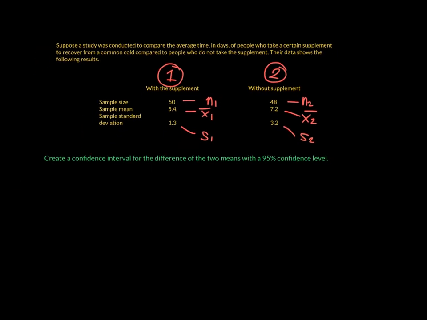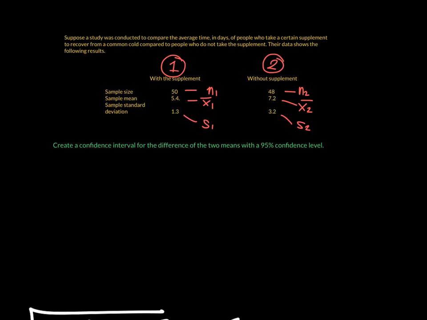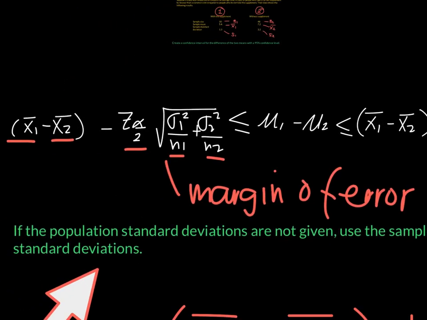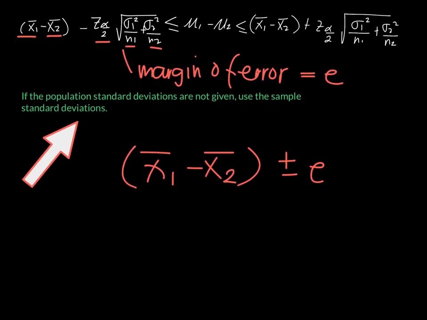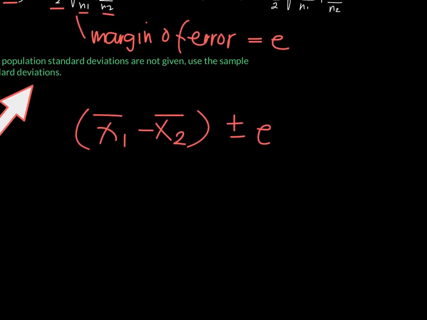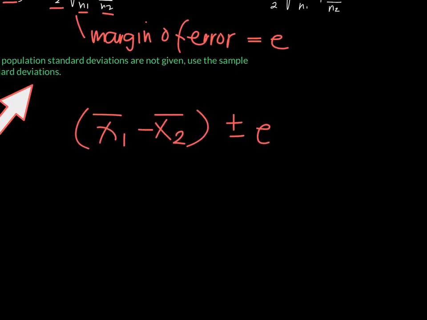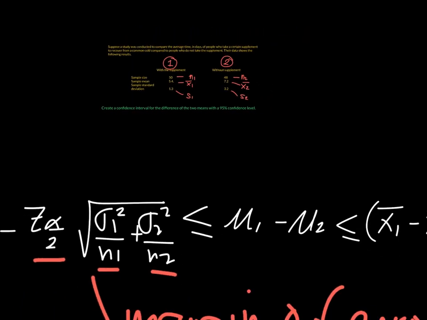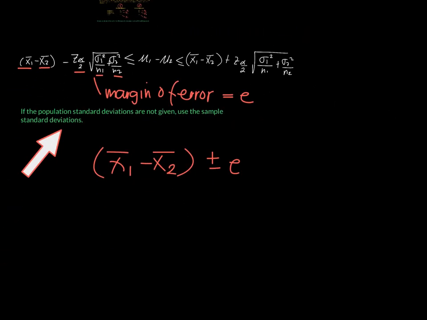Once we have labeled these numbers, we go back to our formula and place them in it. With x1 bar minus x2 bar plus and minus E, for the sample means we have 5.4 minus 7.2.